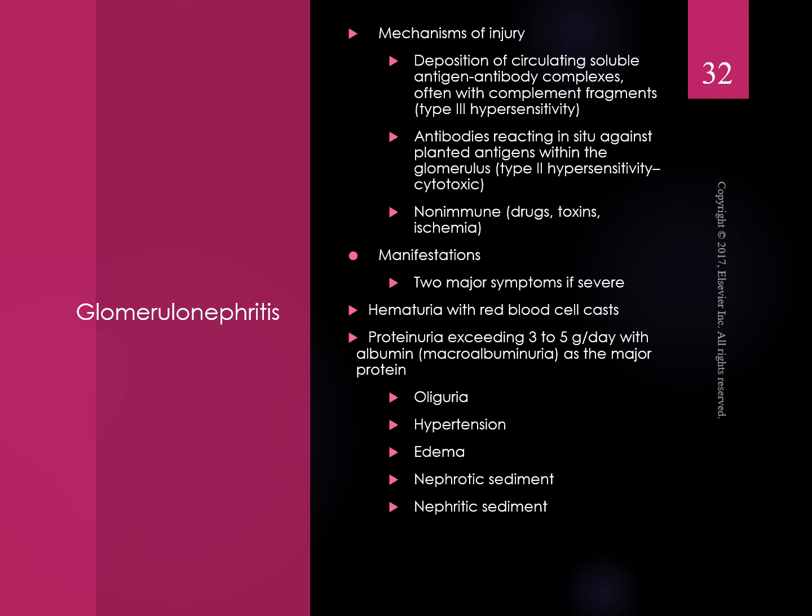They can have manifestations. They usually have major symptoms if severe: hematuria with red blood cell casts, proteinuria exceeding 3 to 5 grams per day with albumin as a major protein. They may have oliguria, hypertension, edema, nephrotic sediment, nephritic sediment. Diagnosis of glomerular disease is confirmed by the progressive development of clinical manifestations and laboratory findings of abnormal urinalysis with proteinuria, red blood cell casts, and white blood cells.